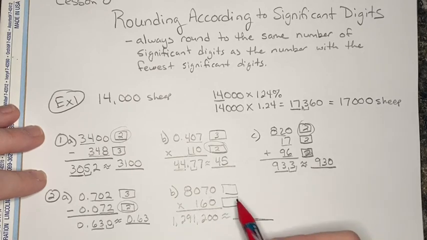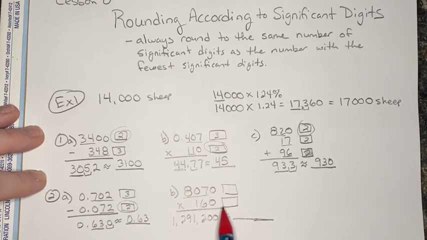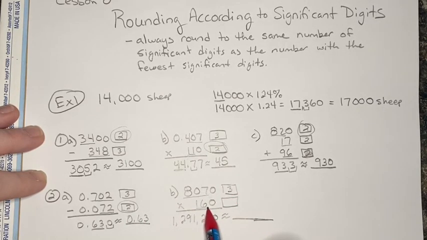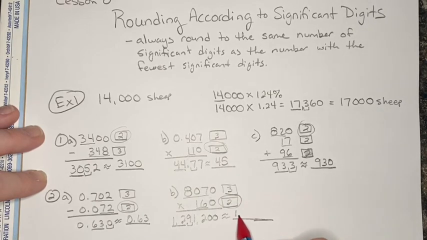1,291,200. Okay, let's take a look at our significant digits. Here our 0 is in the middle, so it's considered a significant digit, but here we do not have a decimal, so this 0 at the end is not. So we have 3. Same thing applies to this 160, okay? We have 2 significant digits. Our answer should only have 2 significant digits. Here they are. We're rounding our 2 now based on our 9, and that tells us that our answer is approximately 1,300,000.